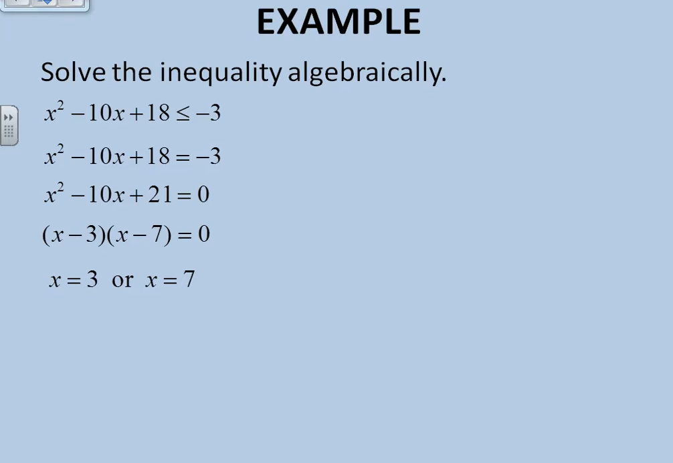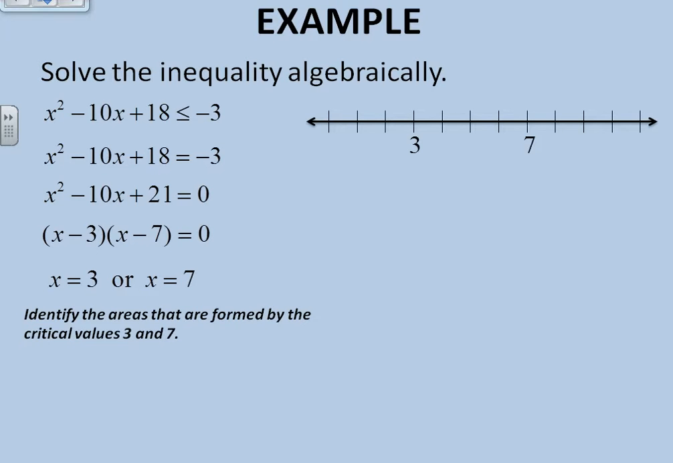Now, we've gone through this aspect of dealing with quadratics quite a bit lately, so hopefully you're familiar with it enough to get those critical values. We're going to call that 3 and that 7 the critical values. And we're going to go to a number line. When we call these critical values, what we're actually saying is we're making these boundaries. These are areas where this would actually be equal to negative 3, and we want to identify the areas where that quadratic is less than negative 3.